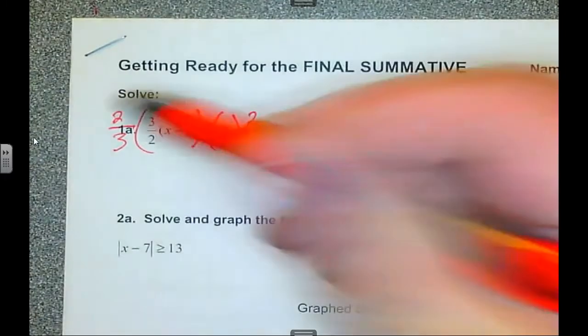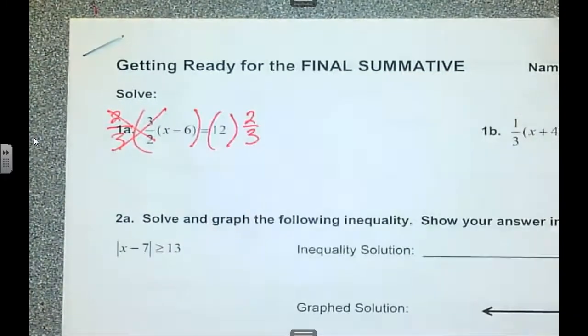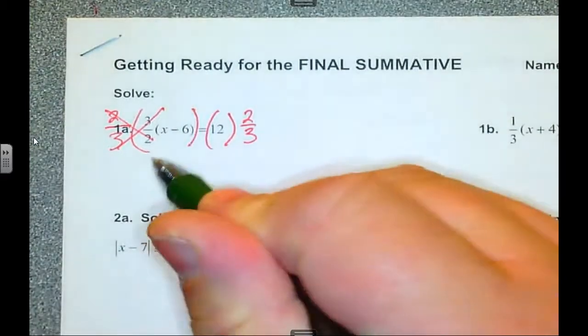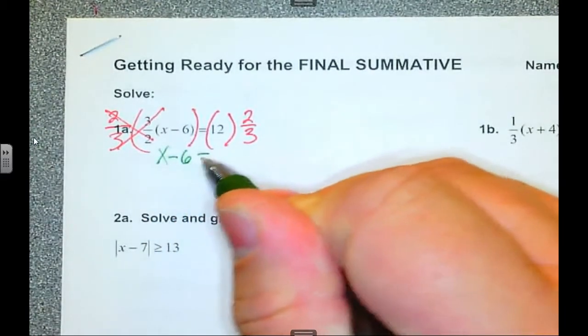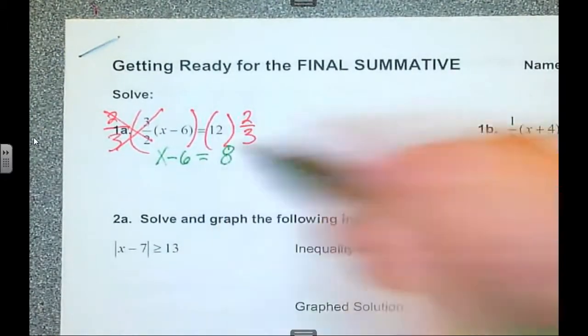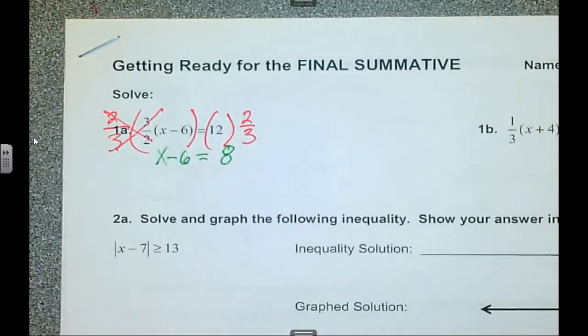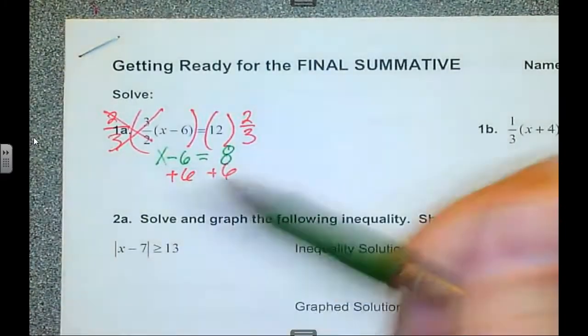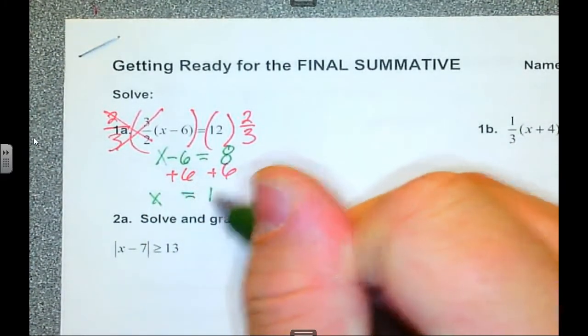There we go. Okay, so these multiply to 1. I get my x minus 6. 2/3 of 12 is 8. Add 6 to both sides. I get x equals 14.